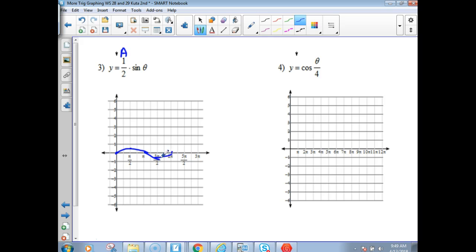Hard for me to draw with this thing. Okay, so your key points are 0, 0, pi over 2, 1/2, pi, 0, 3 pi over 2, negative 1/2, and 2 pi, 0. And then you could extend it.